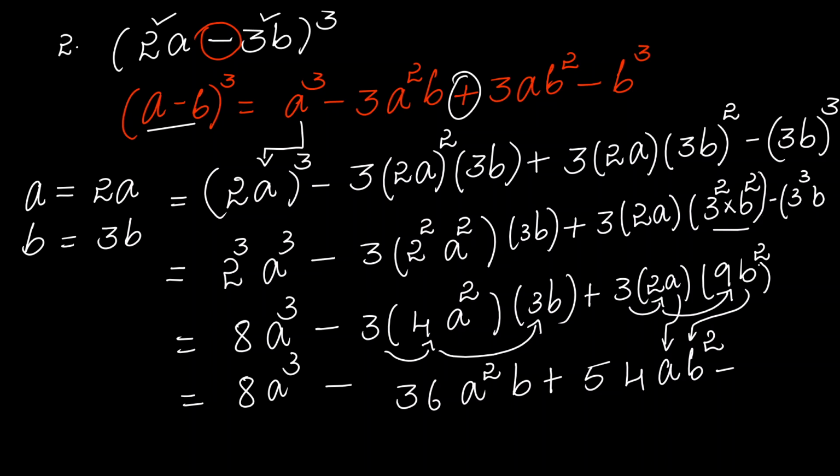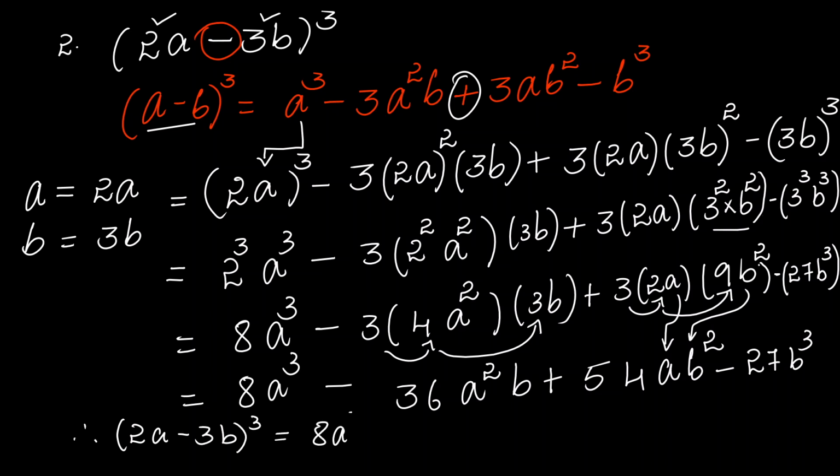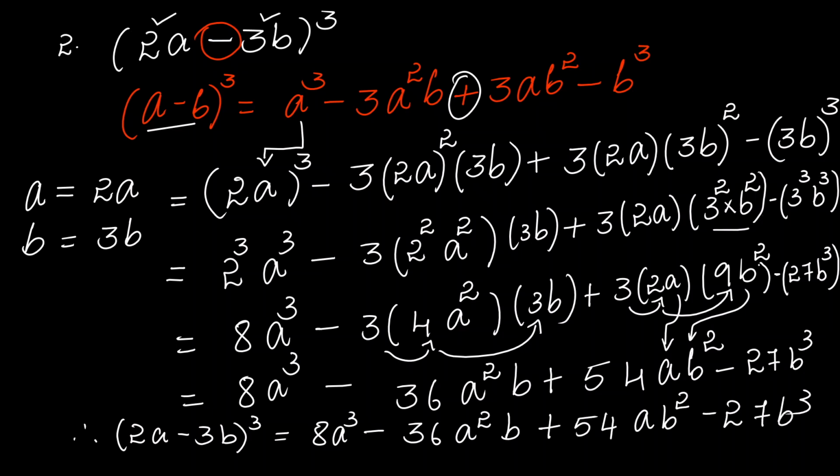Now let's move to the next term. Here we have minus (3b) cube. So what is 3 cube? 3 cube is 27. 3 multiplied by 3 multiplied by 3. So 3 3s are 9, 9 3s are 27. So write 27b cube as it is. So finally we get 8a cube minus 36a square b plus 54ab square minus 27b cube.